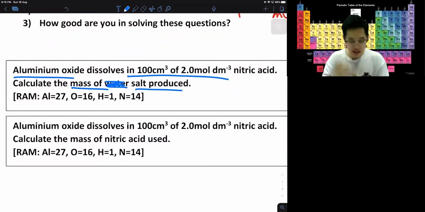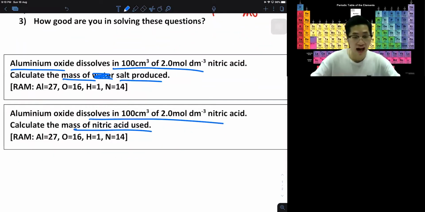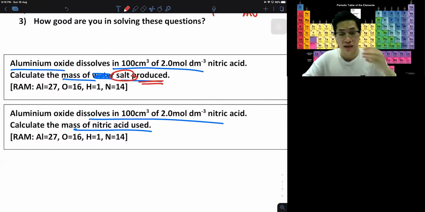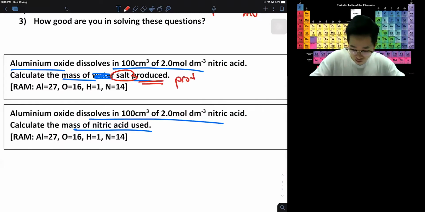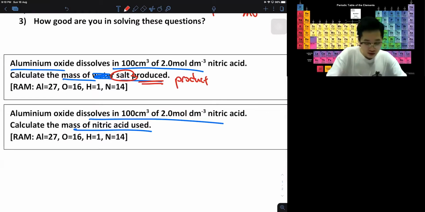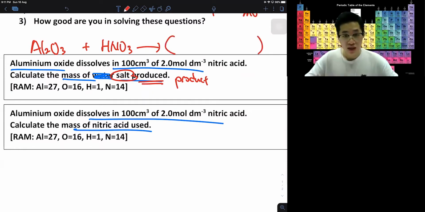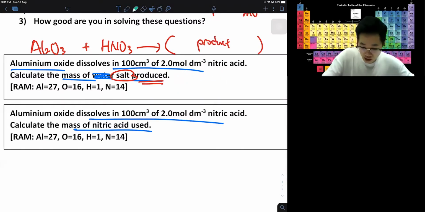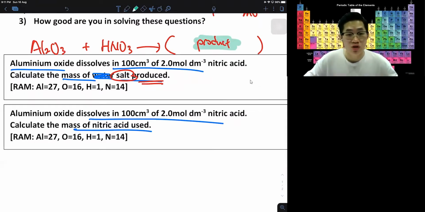Let us compare it with the second one. Aluminium oxide dissolved in the same amount of nitric acid. Calculate the mass of nitric acid used. What are the differences? You see, salt produced, that means the product. Aluminium oxide, Al2O3, dissolved in nitric acid, and then produces something out from that. And they ask you to calculate the product. So I highlight the product because they want me to find the product.